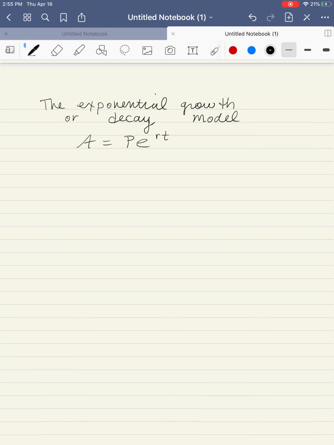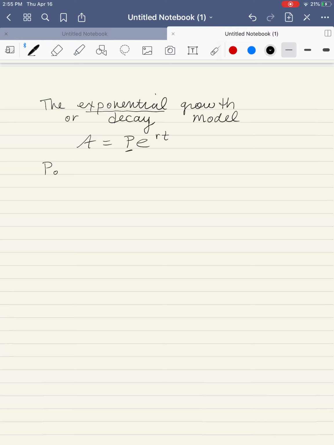So remember when we had a linear model, that was f of x equals mx plus b. When we had a quadratic model, that was f of x equals ax squared plus bx plus c, and so on. So what we're looking at here is the exponential model.